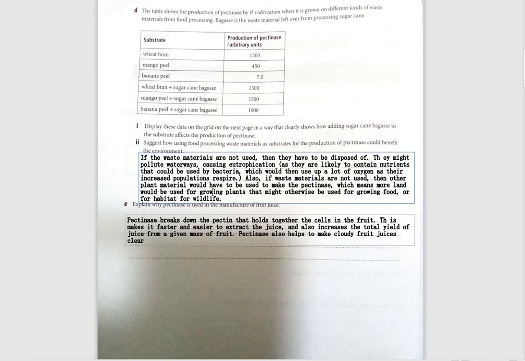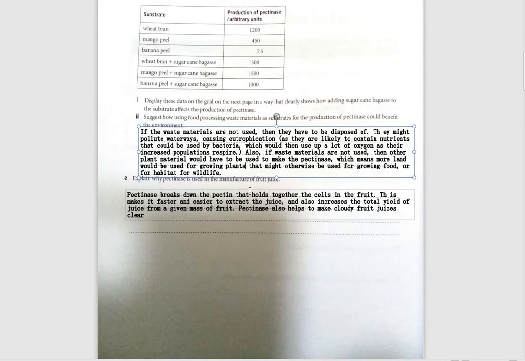So it depends. Basically, there are two points you have to state over here. The first reason is what would happen if the waste materials are not used. So it could pollute waterways. This is the first point, it could pollute waterways, right? And the second point is plant material would have to be used to make the pectinase, which means more land would have to be used for growing the plants. This is the second point, right?